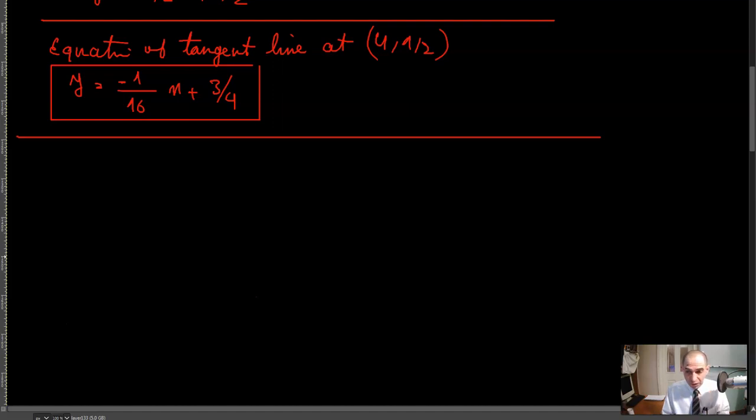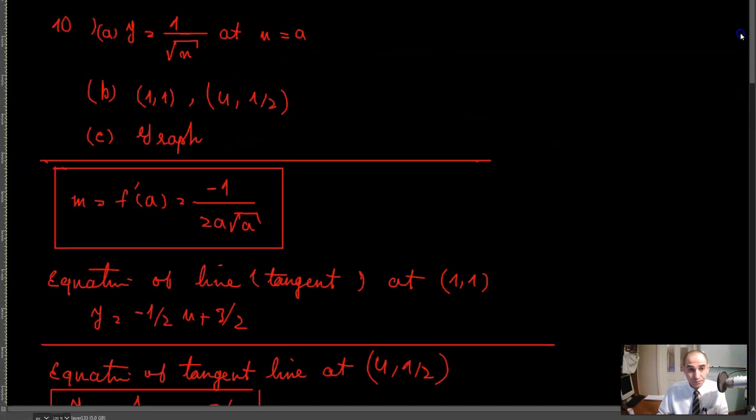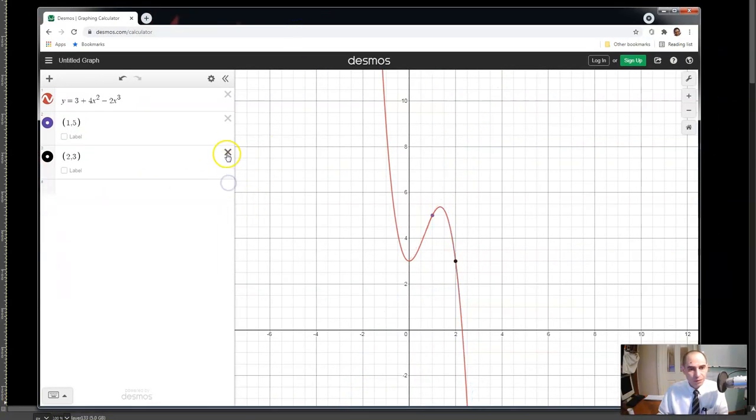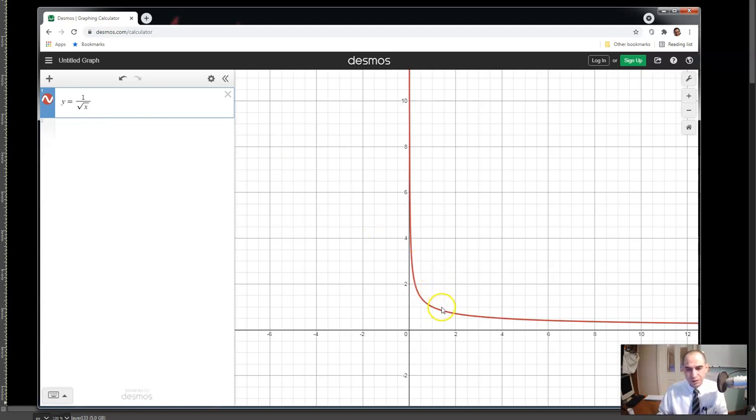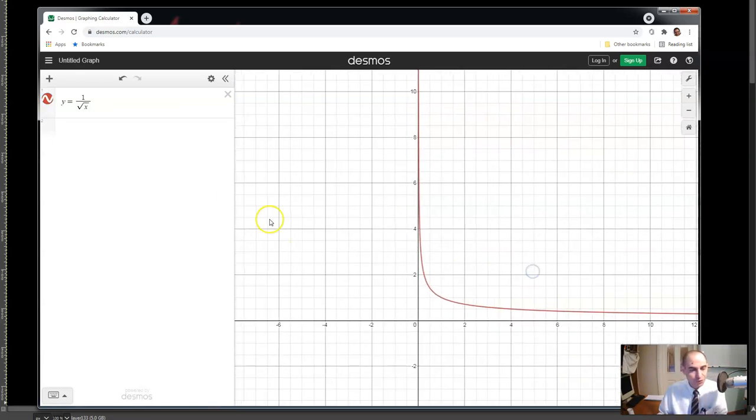So now let's take a look at the graph of the function. 1 over square root of x is a function that goes something like this. It's like an exponential decay, except that the y-axis essentially becomes the vertical asymptote for the function, right? And of course the x-axis is also a horizontal asymptote for the function.